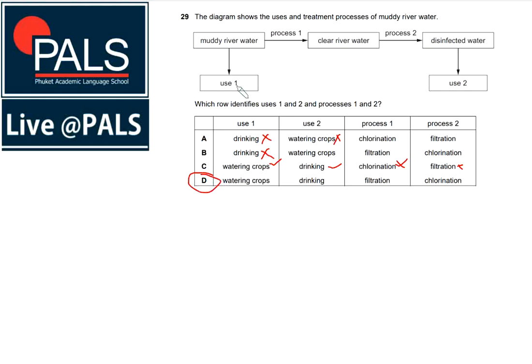For use 1, we have the muddy water. This is for watering crops. Yes, it is also for drinking. However, process 1 is only for filtration. And of course, if you use it for drinking, you have to have it chlorinated. So the right answer is letter D.